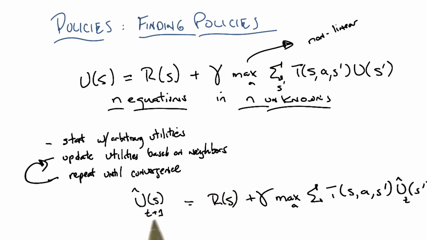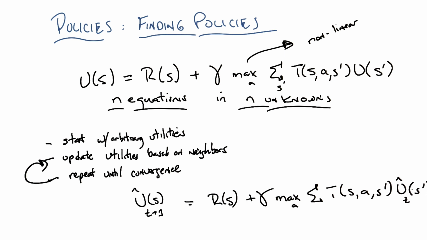I'm going to update utilities based on neighbors at every iteration. I'm going to update my estimate of the utility of some state S by simply recalculating it to be the actual reward that I get for entering state S plus the discounted utility that I expect, given the original estimates of my utility. Does that make any sense at all?